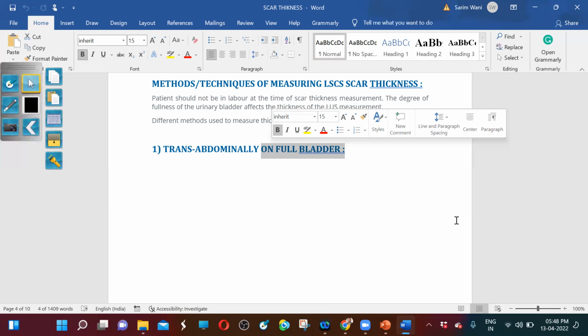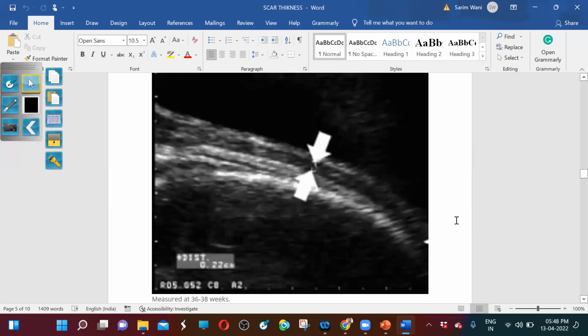But more important is the clarity. The transabdominal scan is not very clear, because whatever I am seeing is a very small area over here. This is at the level of the isthmus. What I have to see is the myometrium, not the scar itself. This is the point where most doctors are over-diagnosing. They think they are taking the scar into account, but we have to see the beneath endometrium.